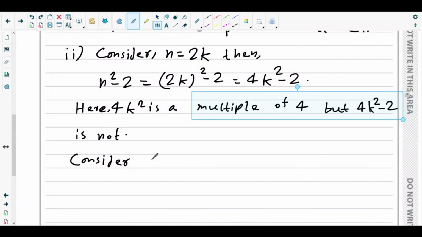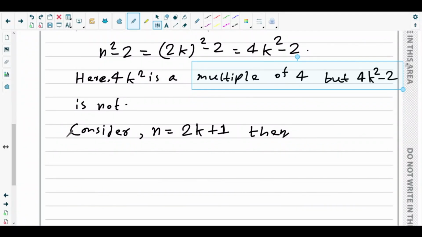Now remaining are odd numbers. For odd numbers we will consider n equals 2k plus 1. Why am I not considering 2k minus 1? It's a good question. If you consider 2k minus 1, you will see that for k equals 0, you will get n equal to negative 1. Negative 1 is not a natural number. So that's why we should consider 2k plus 1.